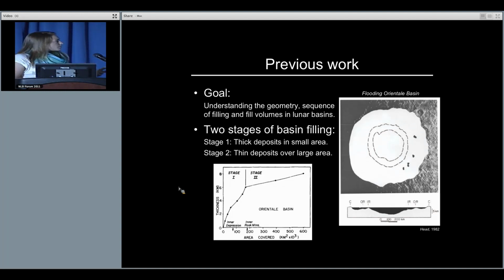And some interesting results that they came up with is that there are 2 stages of basin filling. You have an initial stage where there are very thick deposits that have a small area, which is shown in this graph right here, and then the later stages of filling involve much thinner deposits that are much more areally extensive, which you can see is displayed here in this graph.